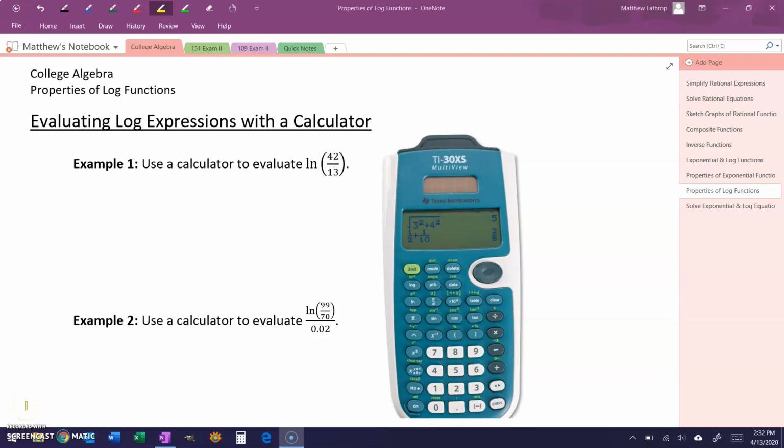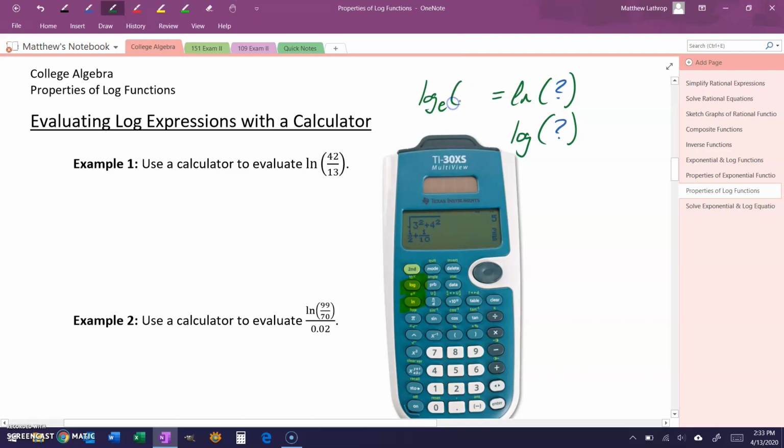We can evaluate log functions with a calculator by identifying where our log button and natural log button exist, so log and ln. This means that our calculator can only evaluate two types of logarithms. It can evaluate the natural log of whatever expression we want to plug in there, and it can evaluate the log of whatever expression we might substitute into it. If we're dealing with the natural log, again, this is the same thing as log base e of whatever expression we're taking the log of.